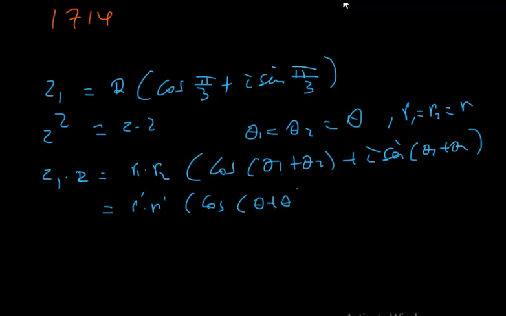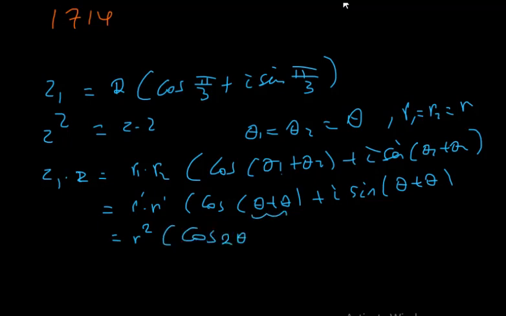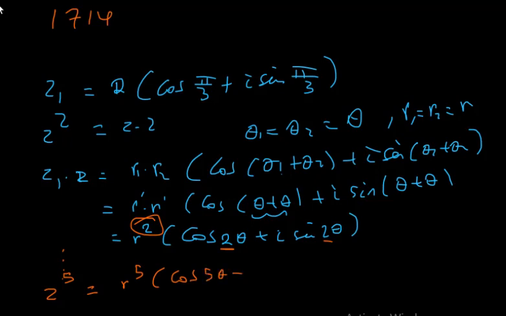Of course, you can prove this. Sine of theta plus theta. Since the base is the same, you can add the exponents, which gives r squared. Cosine of twice theta plus i sine of twice theta. As you can see, this exponent 2 is the same as here. So when you work this, for example z to the power of 5, this is the same as r to the power of 5, cosine of 5 theta plus i sine 5 theta.